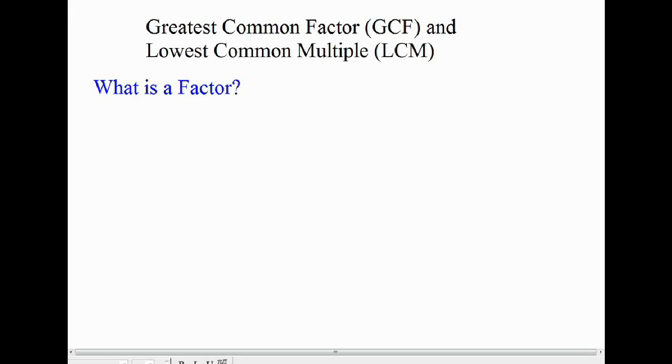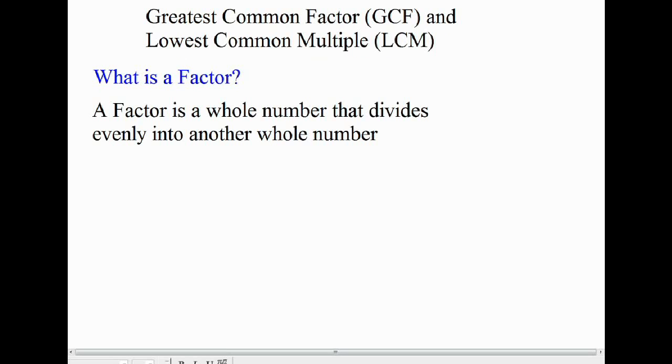Our next unit in number sense is going to be on fractions. Before we talk about fractions, there's a couple of important concepts we need to talk about, and those are called greatest common factor and lowest common multiple. So the first question we'd ask ourselves is, what is a factor? Well, a factor is a whole number that divides evenly into another whole number.